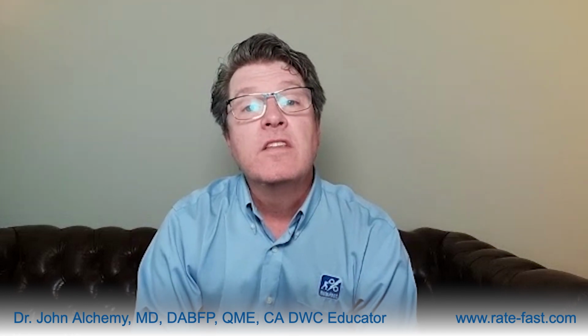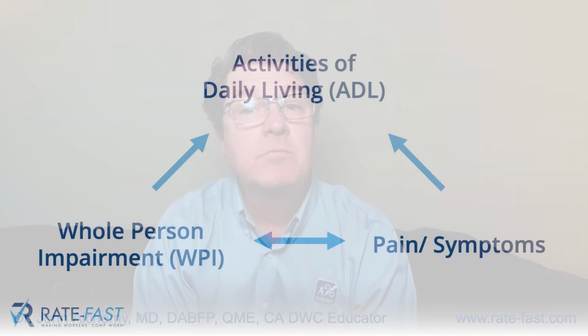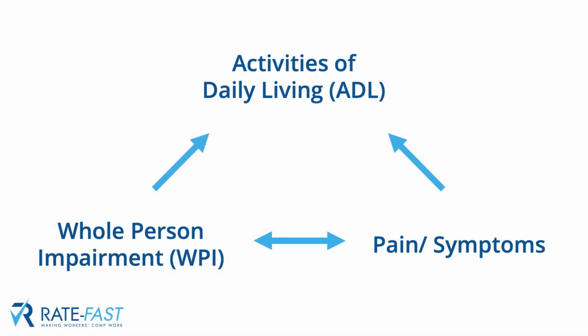So let's break that down a little bit. In the AMA guides, the whole person impairment is actually there to make an estimate of the activities of daily living loss. And then if you turn over to chapter 18, that's where you can actually find the connection between activities of daily living and pain and symptoms. So there's actually a very intimate relationship between pain, symptoms, activities of daily living, and then the product, which is whole person impairment. So I want you to think about whole person impairment as being a reflection of the activities of daily living loss.